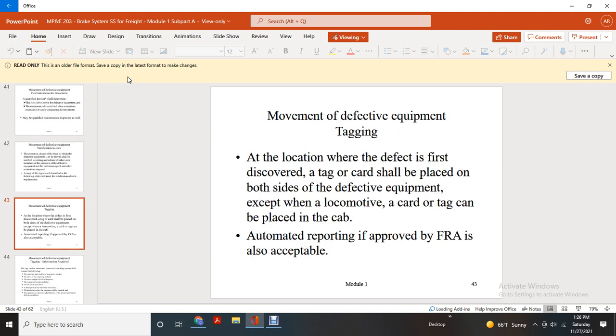Movement of defective equipment: tagging. At the location of the defect, the first to discover it shall place the tag on both sides of the defective equipment, except for a locomotive, where the tag shall be placed in the cab. An automated report approved by the FRA is also acceptable.